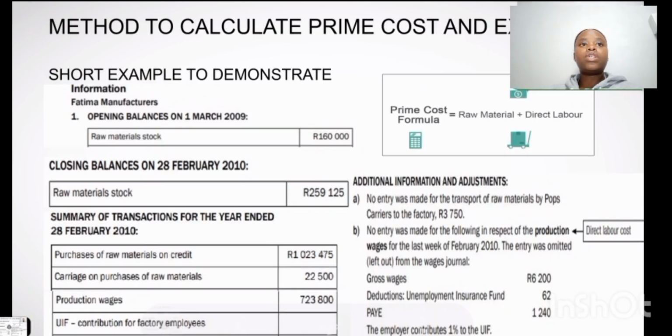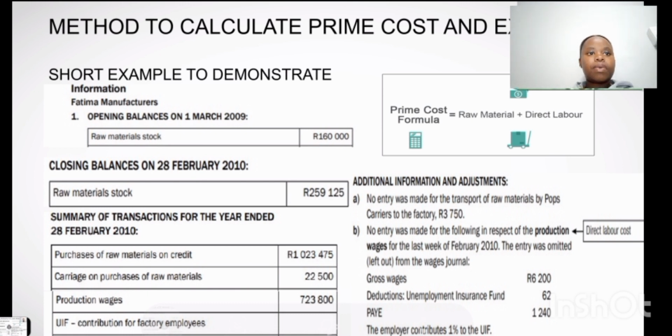And now we're going to do a short example or activity so that I can demonstrate to you how to record transactions. In this case, we are given information about Fatima manufacturers. We have our opening balance on the 1st of March 2009. They are also giving us the closing balance at the end of the year, which is 28 February 2010. We are also given additional information and adjustments. They also give us the summary of transactions for the year.